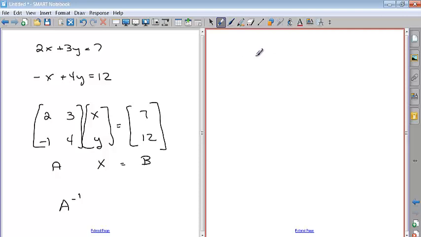If you take the A inverse and you multiply every term, on the left-hand side you'll have A inverse times A times X. And then on the other side, you'll have A inverse times B. But A inverse times A is the identity matrix, which we specify in shorthand as just I.